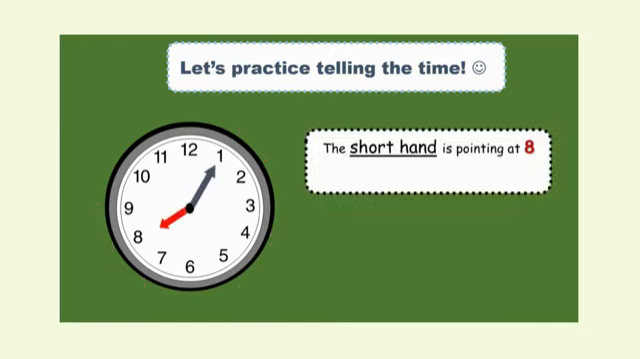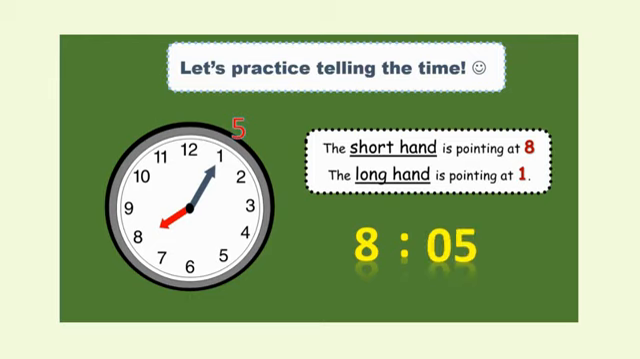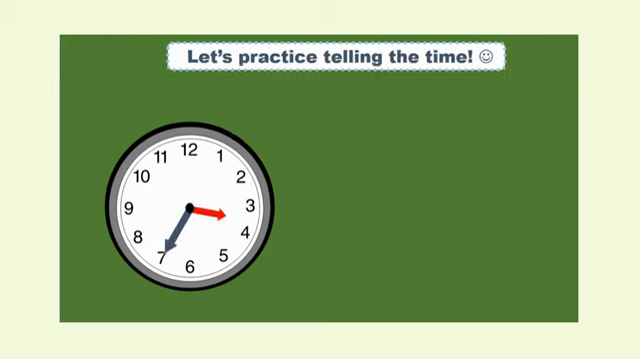Next. The short hand is pointing at 8, while the long hand is pointing at 1. So we need to skip count by 5. So the time is 8:05.